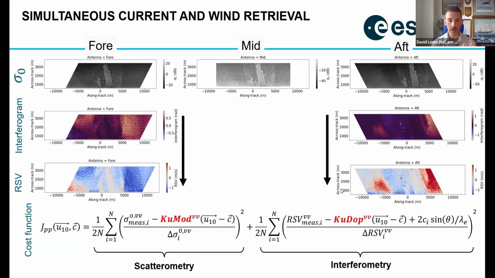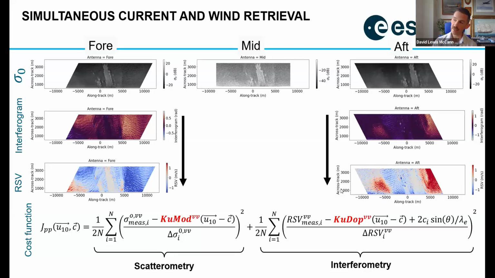It's split up into two sections. We have a scatterometric part and an interferometric part. As you can see, they're broadly the same. You're looking for differences between your measurements and some kind of model, and those are highlighted in red. So for the scatterometry, Ku mod, which is the modulation of the Ku band backscattered return, we use NSCAT 4DS, which is a tried and tested geophysical model function for predicting the modulation of these frequencies of microwaves with respect to the wind.